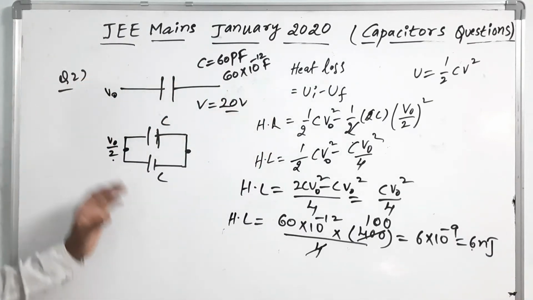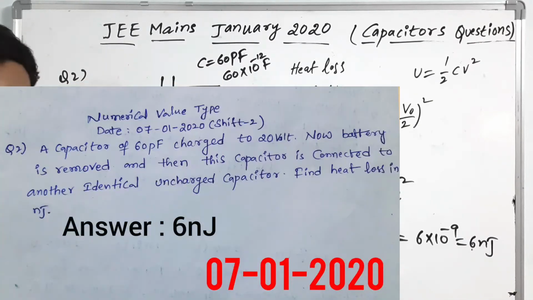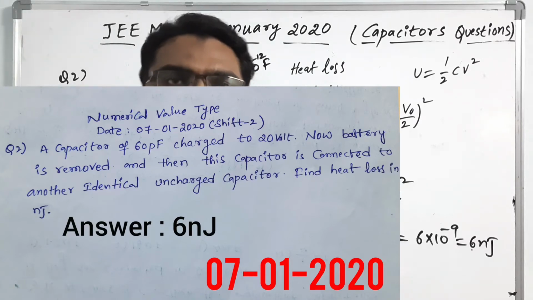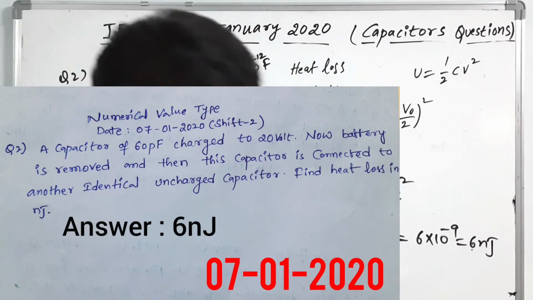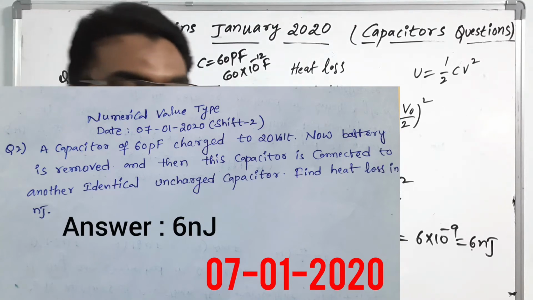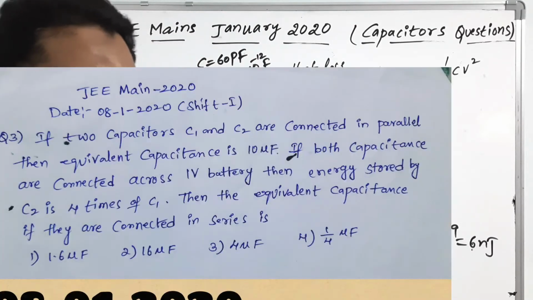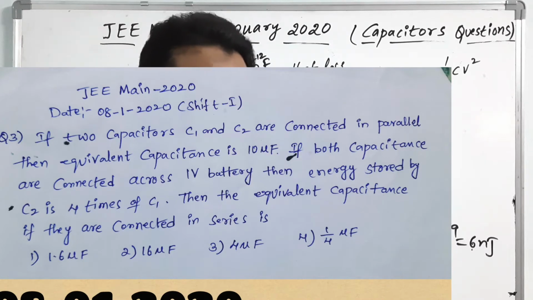I hope you understood this question also. Here the final answer, no options are given. This is a numerical value type question, and the answer is 6 nanojoules. I hope you understood this question also. Thank you very much. And next we are going to discuss a question from January 8.